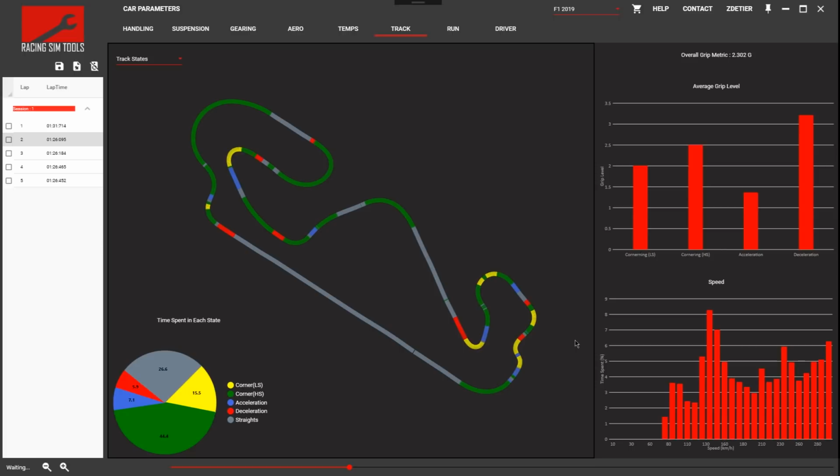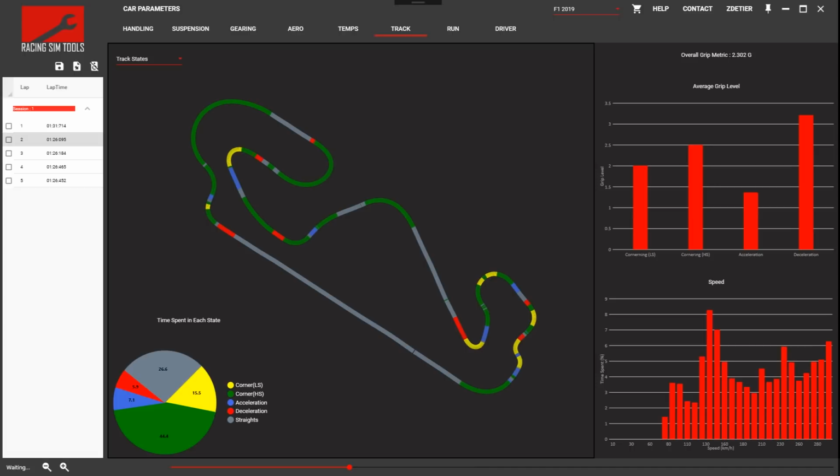And why this is important is it actually helps us identify the next question, which is the mechanical versus aerodynamic grip. It helps us identify if we're spending most of our time in a region where aerodynamics are going to come into a large play. So let's go ahead and look at that.